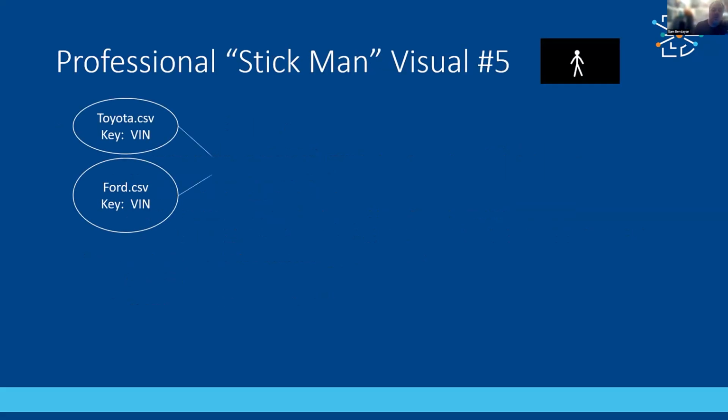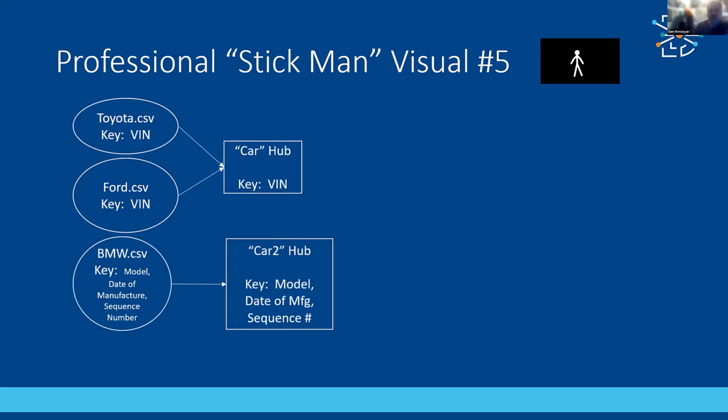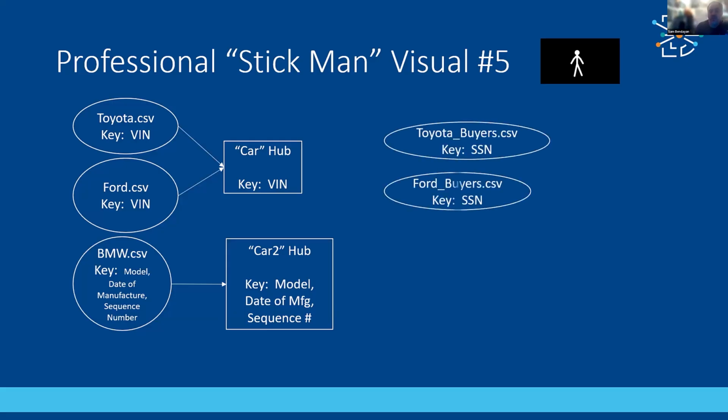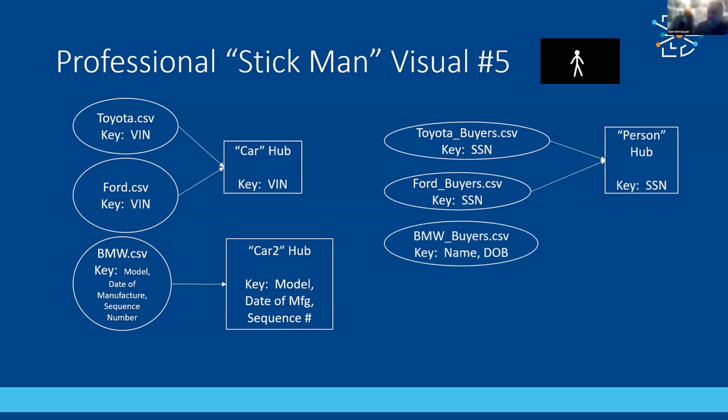So we'll just have another little visual example in case this helps of a not so happy path where you have 2 files with the same key and the third file with some other key. They're going to go into 2 different hubs. Okay. That's for the car. Same thing happens with a buyer file. 2 of them use SSN. The other one uses name and date of birth. So you can't put them into the same hubs. Okay.